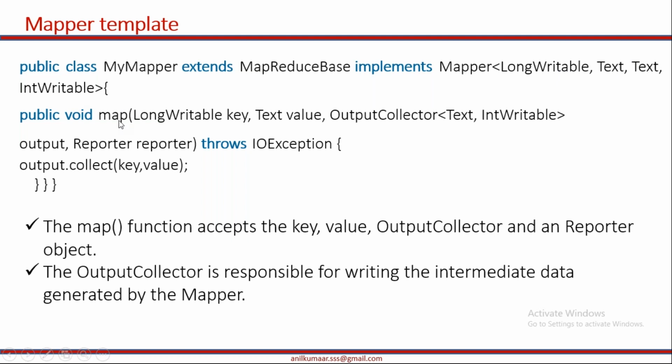And this is our map function. Apart from the key and value, we also have the OutputCollector and Reporter. What is the OutputCollector here? It is responsible for writing the intermediary data generated by all the mappers. And the Reporter just records things, like when the process started and how many blocks have been processed.